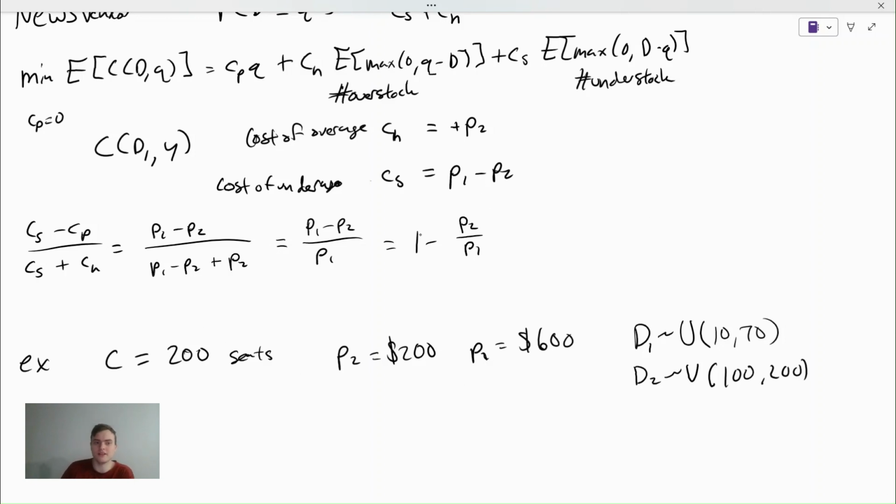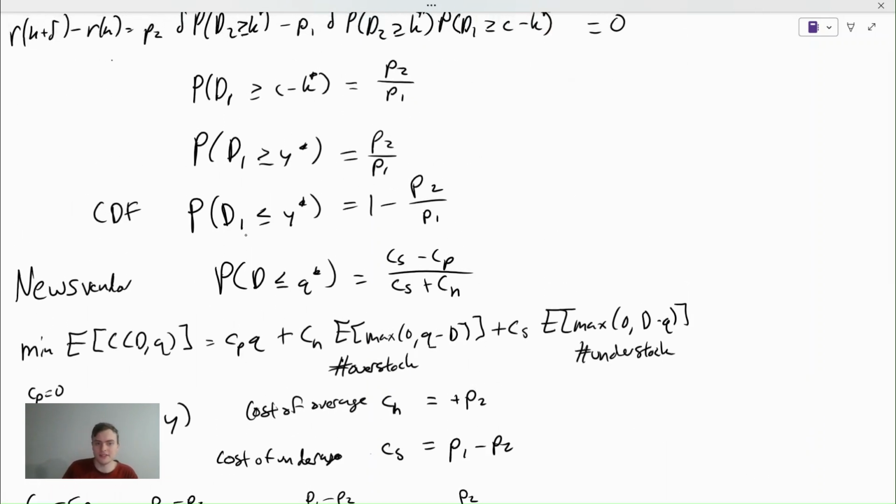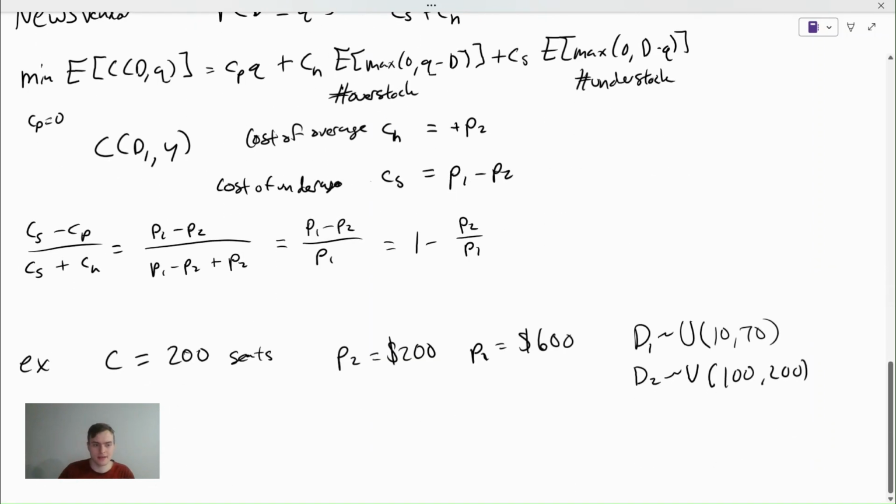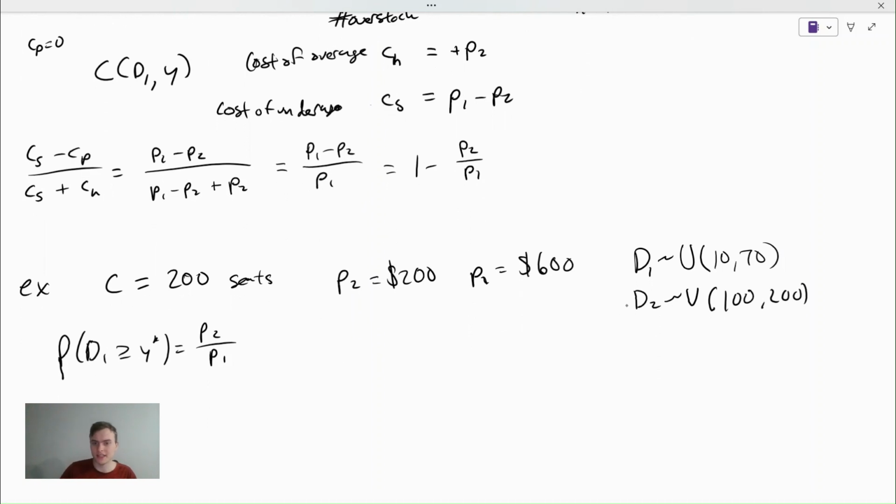But really, as we saw in our result, our optimum value comes from the probability D1 greater than or equal to Y star equals P2 over P1, the smaller price divided by the larger price. So we're actually not even using the distribution of D2. We just need the distribution of D1, right? Our critical ratio, P2 over P1, is 200 over 600, which equals 1/3. And then we want to find this probability using the CDF of D1, so that's going to give us our Y star.